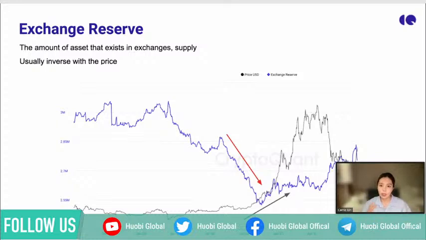The blue line is the reserve, meaning the supply, and the black line is the price. So as the reserve drops over there, the price is increasing. And you might be suspicious about this because you don't know what's going on there. So I'm going to show you more.